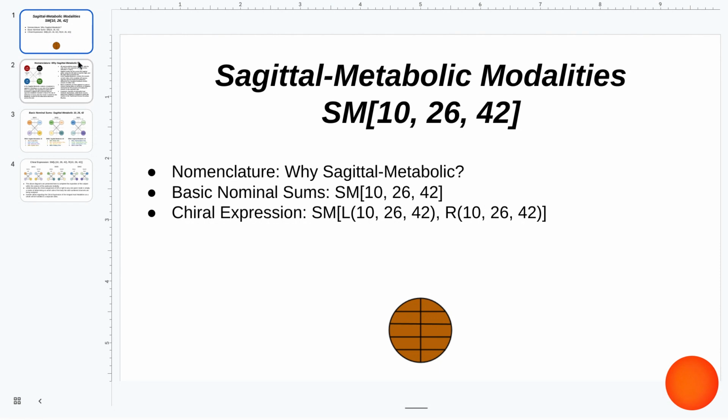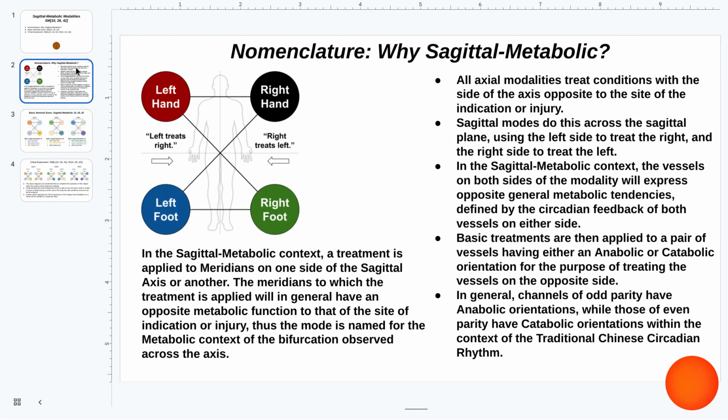Slide 1, Nomenclature. Why Sagittal-Metabolic? In keeping with the spirit of simplicity, there are 2 basic points to remember. First, sagittal modalities treat illnesses across the sagittal plane, such that left treats right and right treats left. Second, metabolic functions are of 2 general types, anabolic or catabolic. In this set of modalities, the vessels used for treatment will express a single general metabolic function that is opposite the function performed by those vessels found on the side opposite to the vessels of treatment. Thus, the sagittal metabolic modalities treat illnesses across the sagittal plane by stimulating one of 2 general metabolic functions expressed by the circadian feedback of those channels.